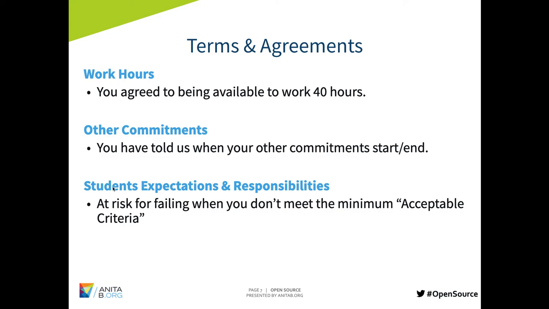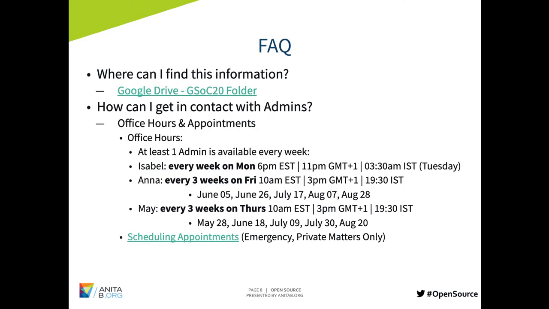And make sure that you're following all of, oh, sorry, I apologize. And in the end, I remember we created a question that said that you understood that you are at risk for failing when you don't meet the minimum acceptable criteria. So as I mentioned before, I just went through the student rubric. There's an acceptable criteria column, and then there's an exceptional criteria on the right side as well.